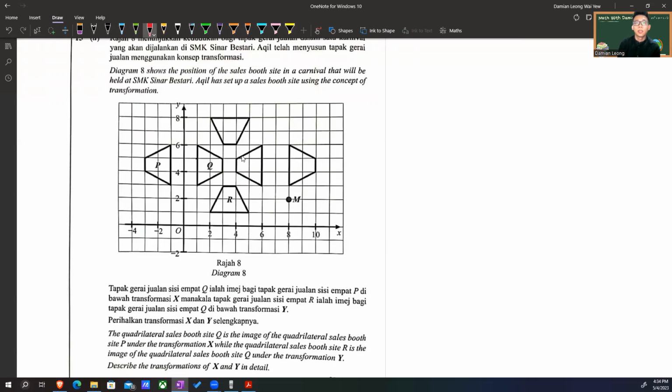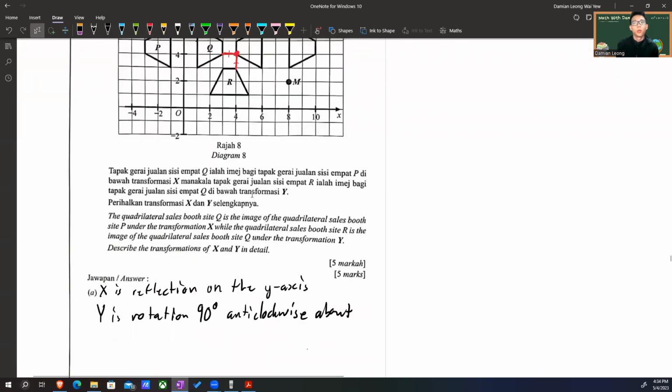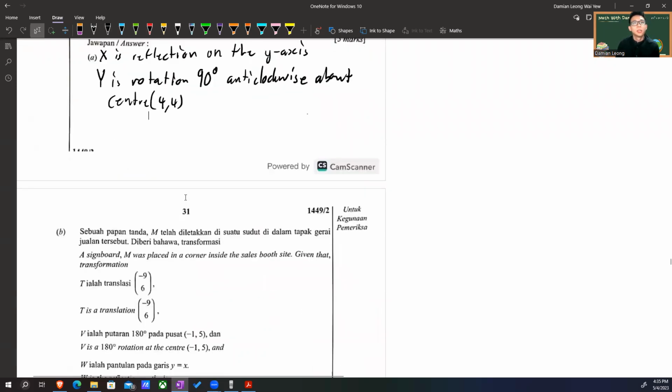So it doesn't make sense here. Doesn't make sense here. Doesn't make sense here. It should be here. You see, when I connect, the equivalent corners form 90 degrees, same distance. So this point is 4, 4, the center coordinates. That's the transformation X and Y.